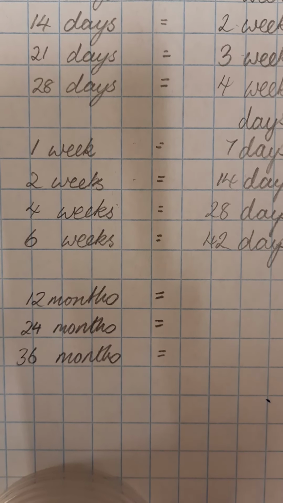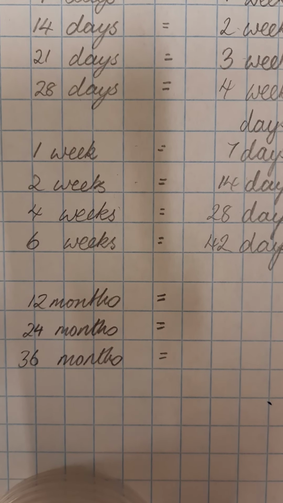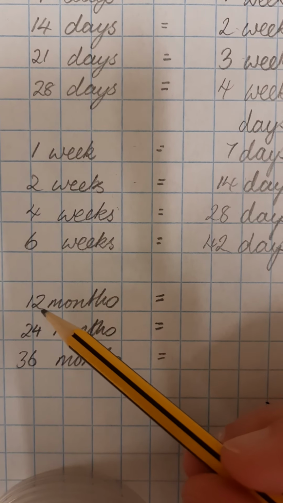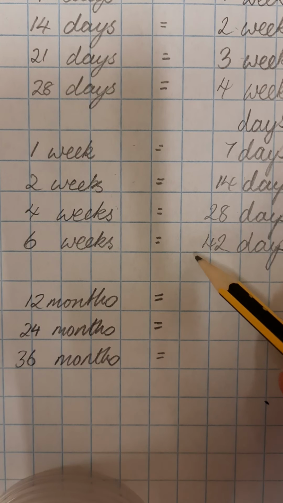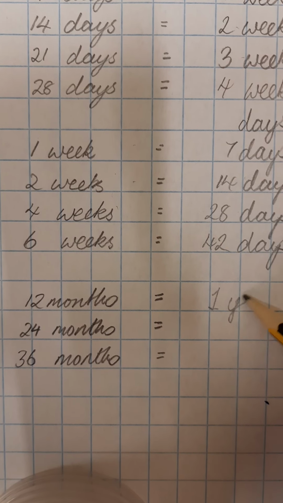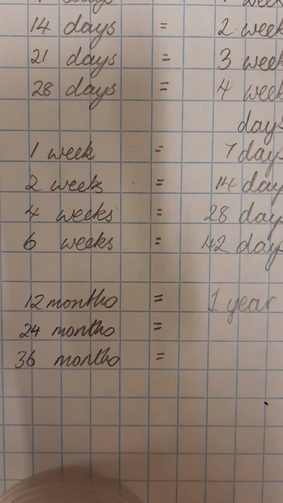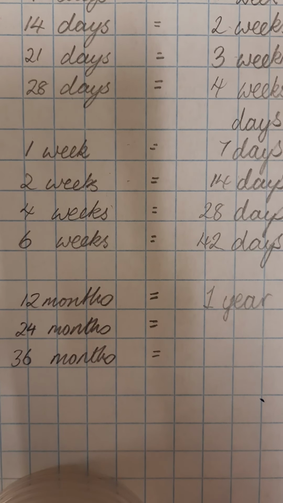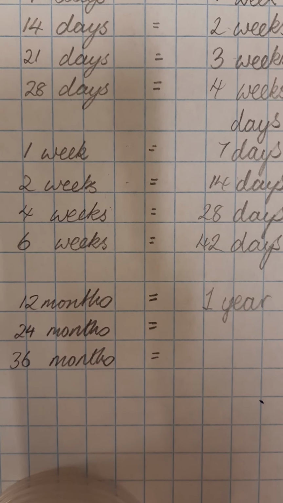Okay, we move on to the next part here. And how many months are in a year? If we look at the first fact, there are 12 months in 1 year. So if you add up January, February, March, April, etc., all the way through, you will end up with 12 months.